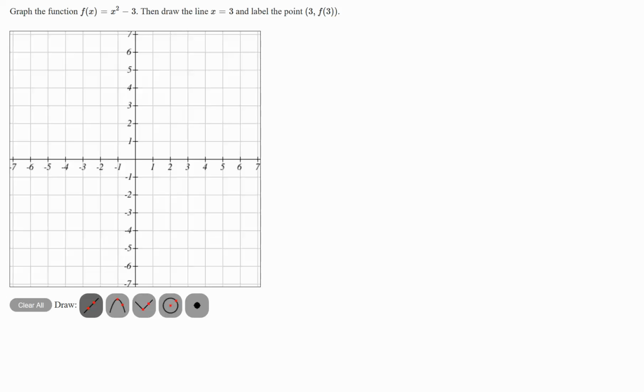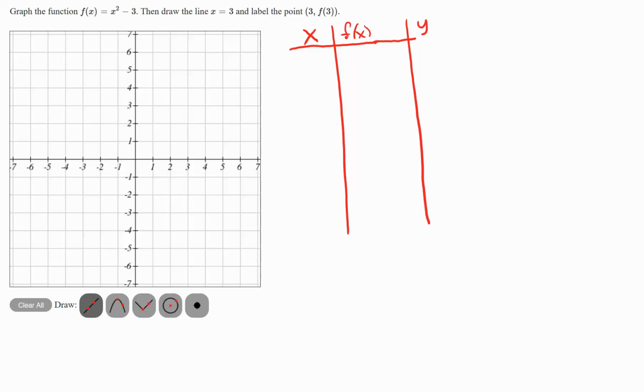In order to graph f of x, x squared minus 3, what we need to do is make a little table. And so we go with x, and then if you want to, you can make this an extended table. An extended table, what happens is that we do the work in the middle, and whatever the work tells us, we put for the y value. So let's just plug in a 0. Let's see what happens here.